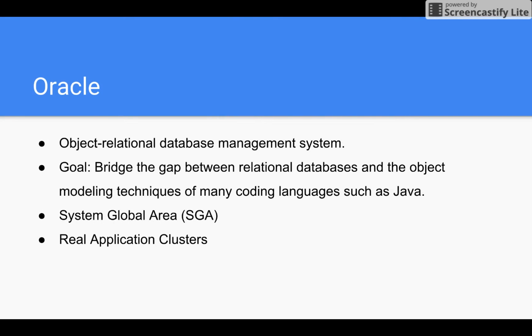The goal of their database structure is to bridge the gap between relational databases, all these intricate informational holding databases, and the object modeling techniques, which many language codes have, such as Java. So basically, try to bridge the gap between these large coding languages and real structured, intricate information.